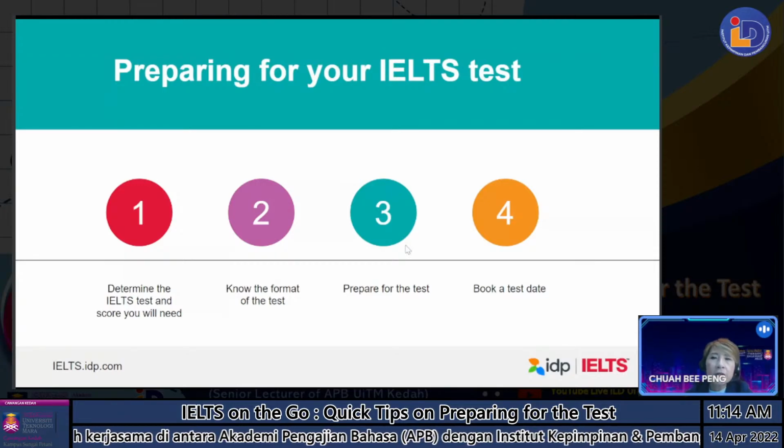Right, and then book a test date. It might not be the last. You might want to put this first, book a test date first, and then you do these three. So it is not in a linear form. You can do this first, or you can even do this concurrently. Okay.